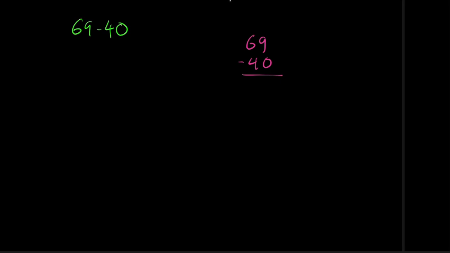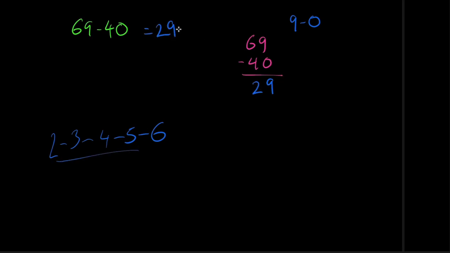So 9 minus 0, since that's our first one here, we always go from the right to the left. 9 minus 0, if you take away 0 from 9, that will keep 9. And 6 minus 4: 6, 5, do it 4 times, 4, 3, 2. Answer is 2. This then equals 29. So that is your subtraction.